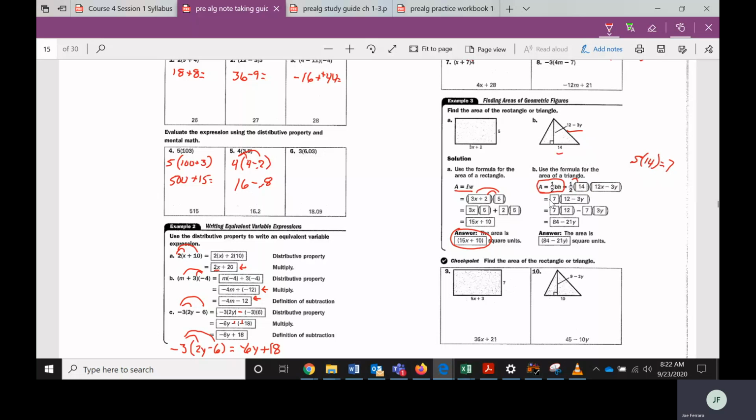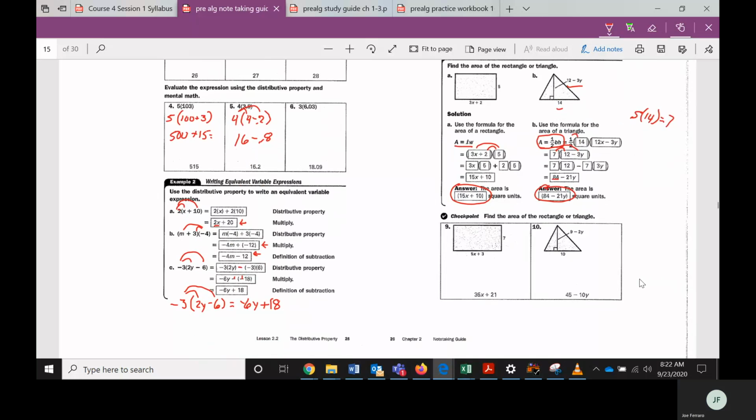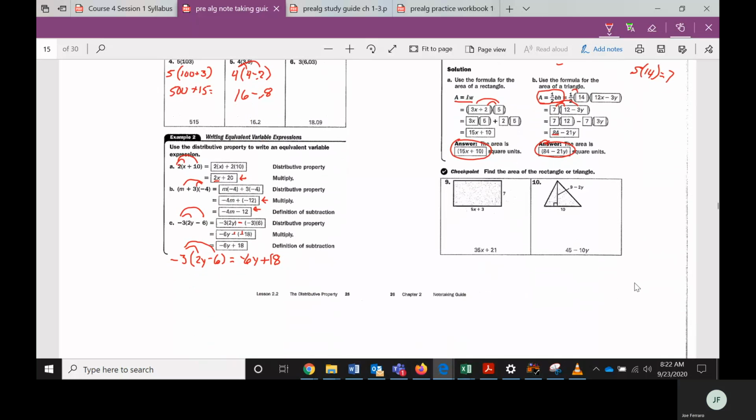And now you go 7 times a 12 is 84. And then 7 times a minus 3y is minus 21y. And there's our answer. Okay. So let's try this again.